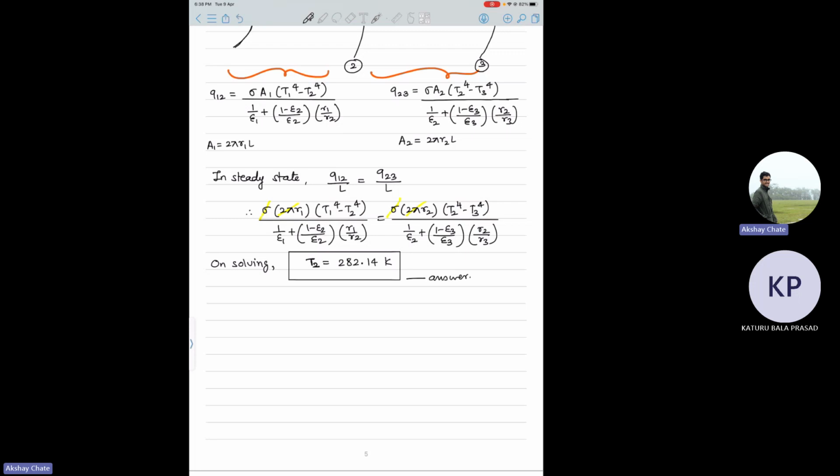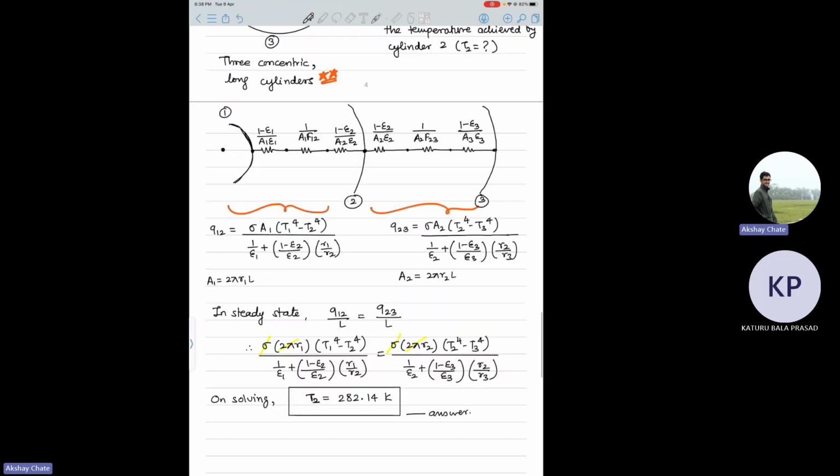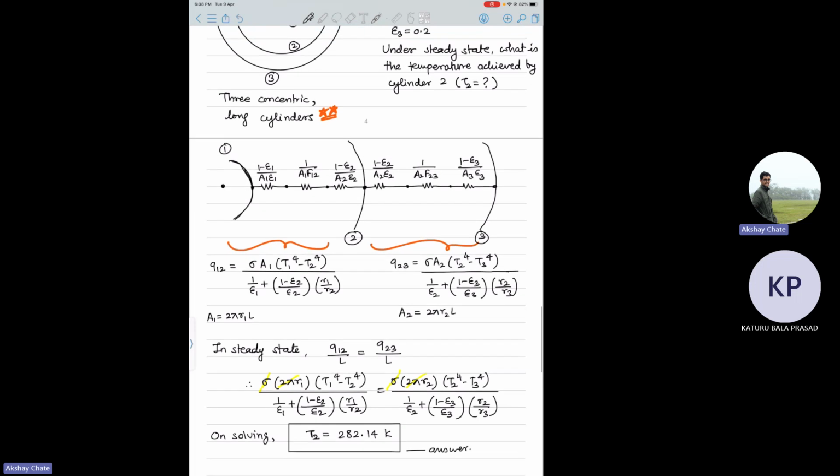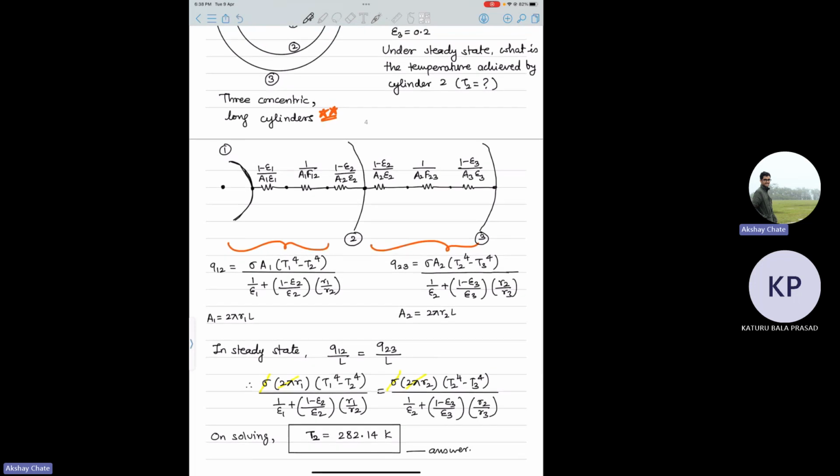Okay. So I think I'll stop for a couple of minutes so that you can copy this. If you have any doubt, you can type it out or ask also.